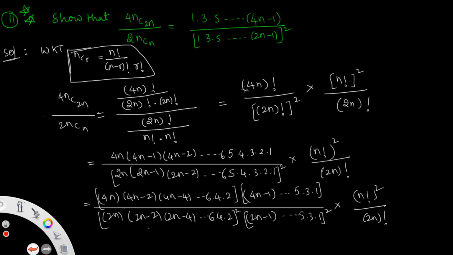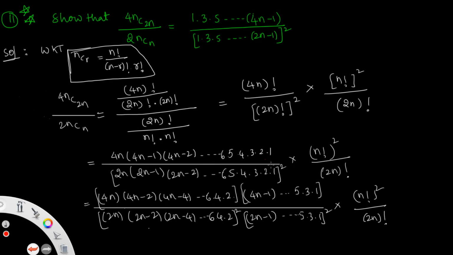Now 4n factorial by 2n factorial whole square, and this term goes to the numerator: n factorial whole square by 2n factorial. So 4n factorial means starting with 4n and writing down to the last term, that is down to 1. That is what factorial means. So the terms start with 4n, then the next decreasing term 4n minus 1, the next 4n minus 2, continuing down by one each time.